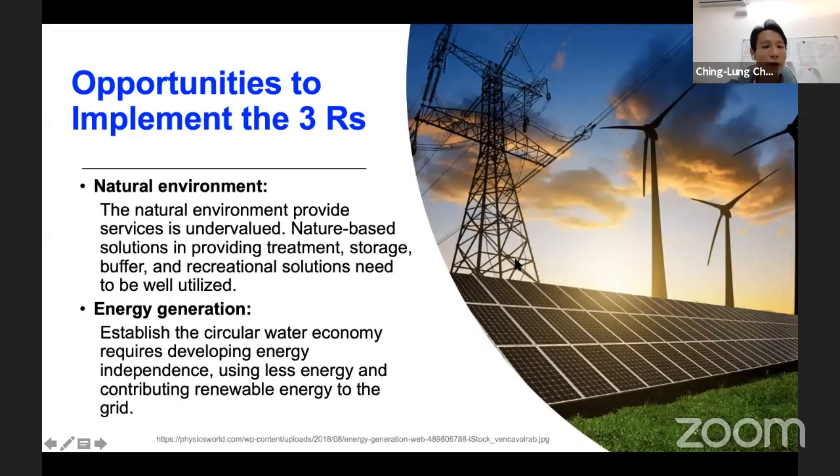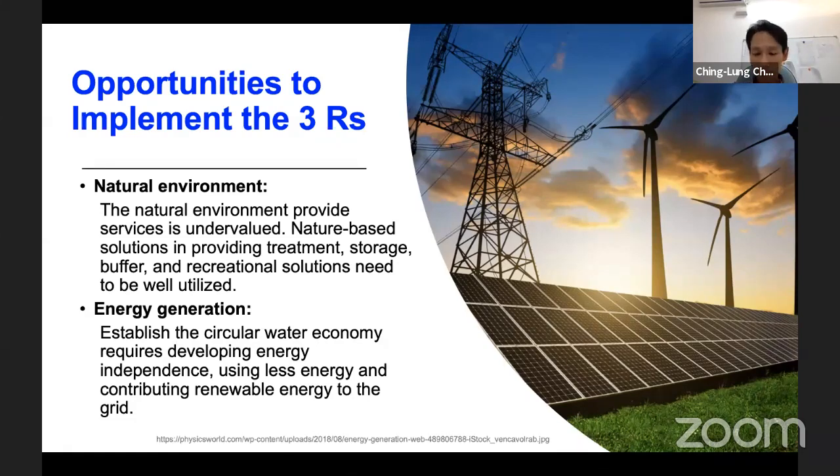And then for the natural environment, the services the natural environment provides are undervalued. For example, nature-based solutions providing treatment, storage, buffer, and recreational solutions need to be utilized. And then also for energy generation, establishing a circular water economy requires developing energy independence. It will use less energy and contribute renewable energy to the grid.